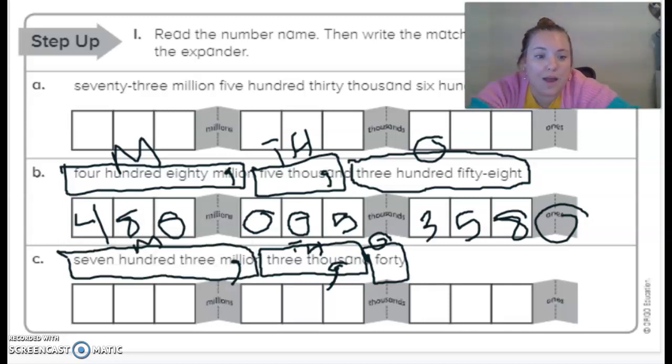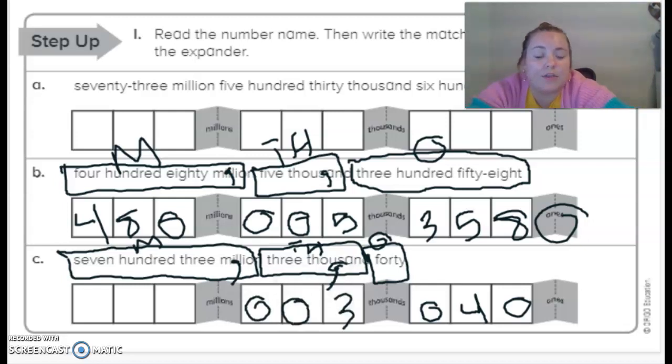So we have 40 ones. That means we have 0 hundreds, 4 tens, and 0 ones. Now let's move on to our thousands. We have 3,000. We have 0 100,000s, 0 10,000s, and 3 1,000s. Finally, let's move on to those millions. We have 703 million. So we have 700 million, 10 millions, and 3 1 millions. So that's what that number should look like. Check your work. How'd you do?